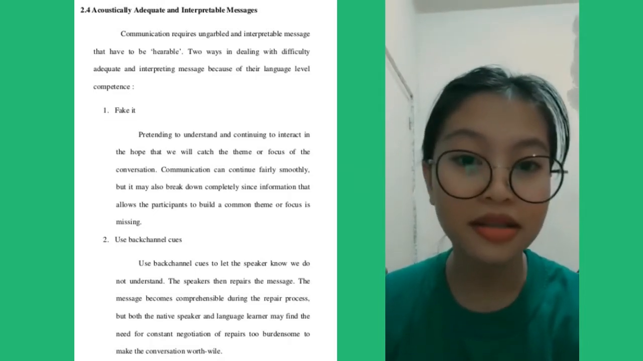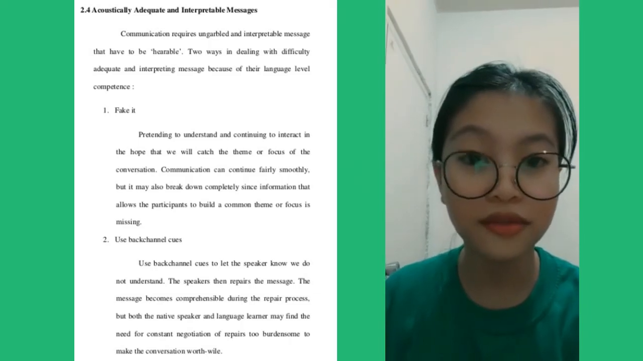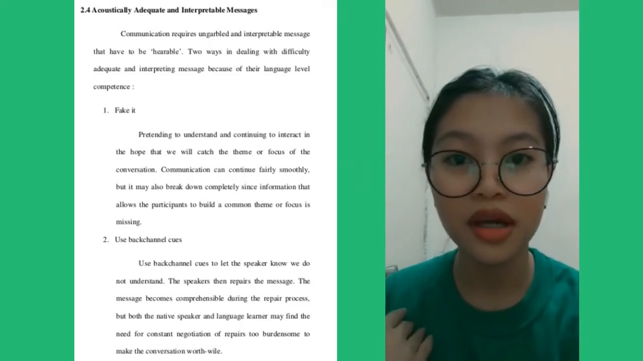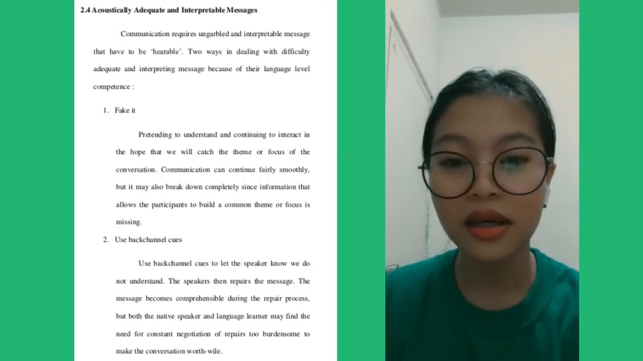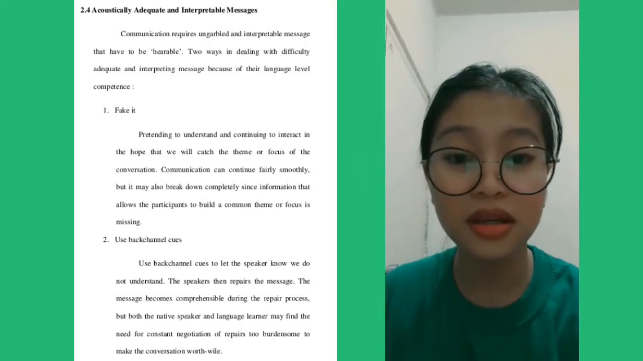And next is the back channel cue. This one is the opposite of fake it. This one would do a body gesture that would send a signal to the speaker that you didn't understand what he means.